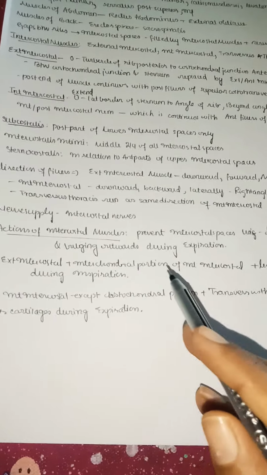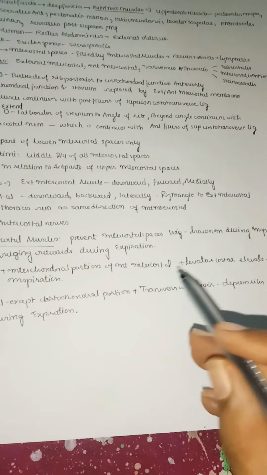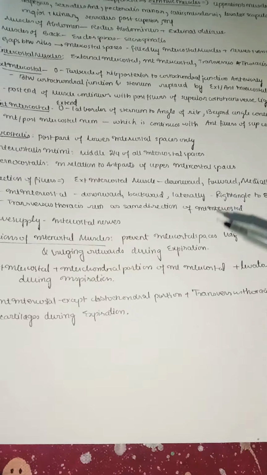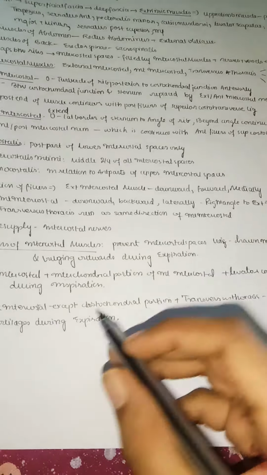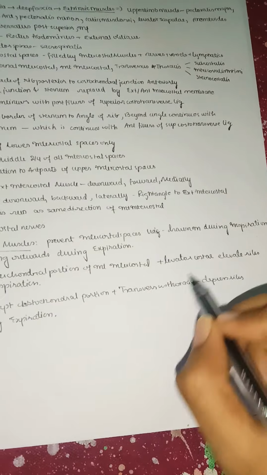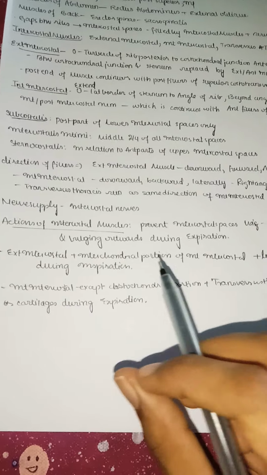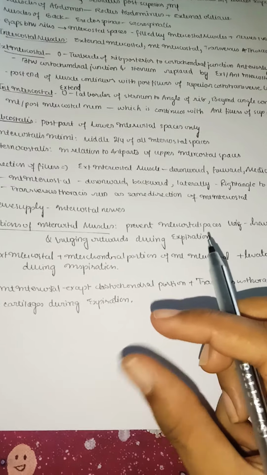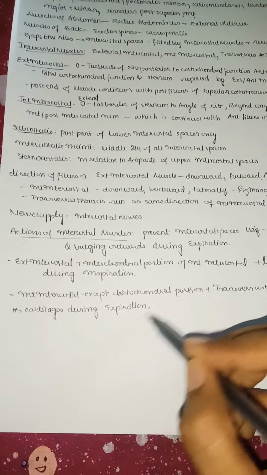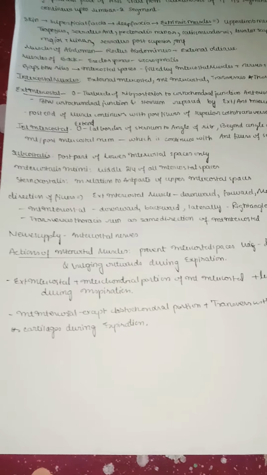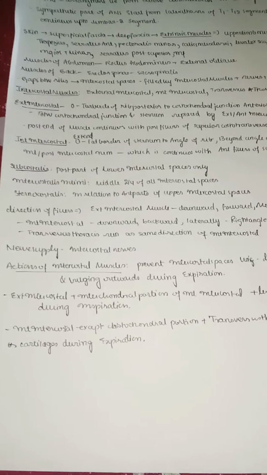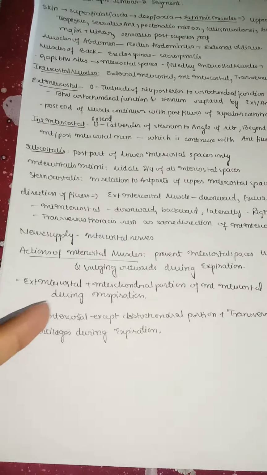And external intercostal with the interchondral portion of internal intercostal and levator costae, all these help to elevate the ribs mainly during inspiration. And internal intercostal, except the part of the costochondral portion, means the cartilage portion, and transversus thoracis are helpful in depressing rib cartilage during expiration. So during expiration you have internal intercostal and transversus thoracis. During inspiration you have external intercostal, interchondral portion of internal intercostal and levator costae.